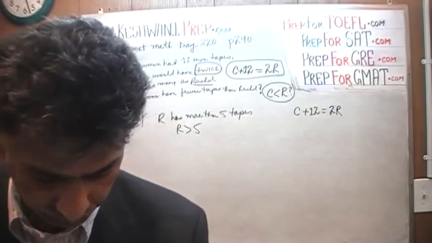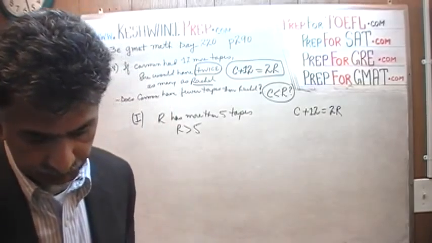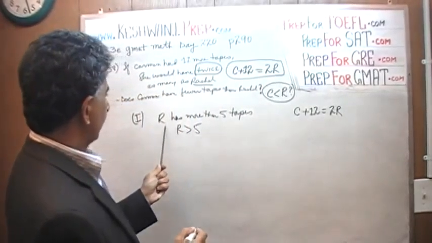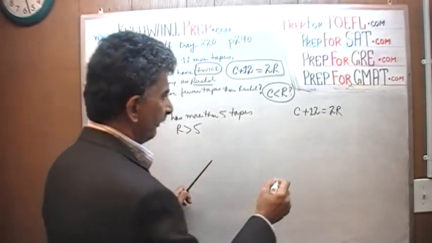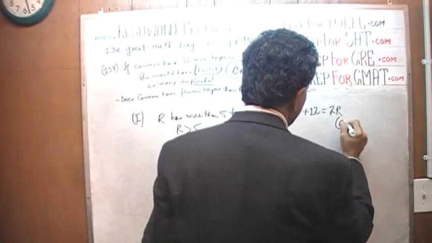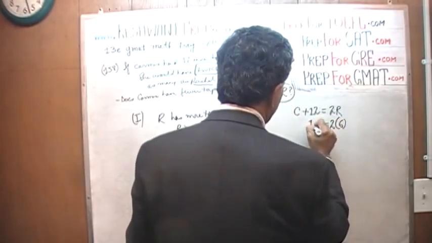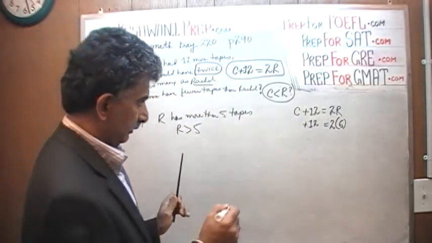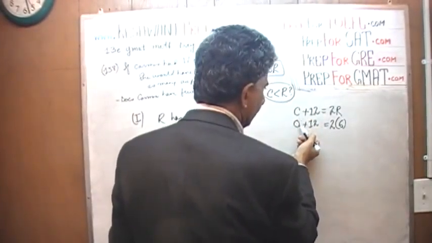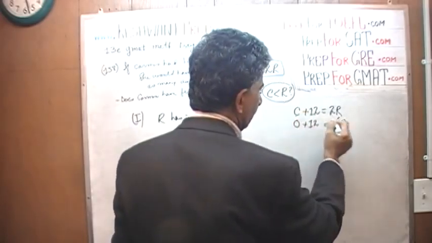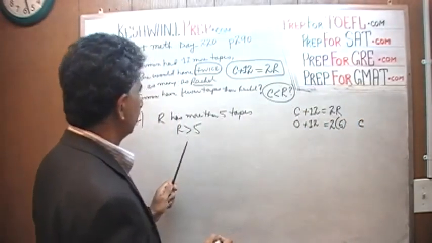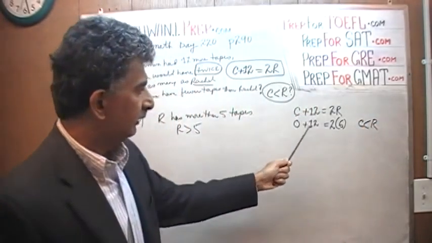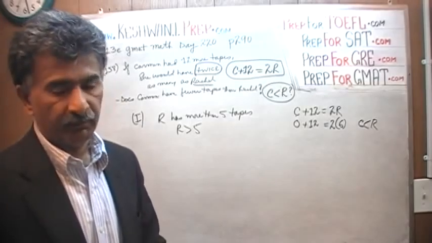Let's plug in something more than 5. Let's plug in 6. We're told that Rachel has more than 5 tapes, so let's put in 6 for Rachel. 6 times 2 is 12, and this is 12 already. So what value of C will satisfy this equation? 0. As you can see, C is equal to 0, and C is in fact less than R, because C is 0 and R is 6.